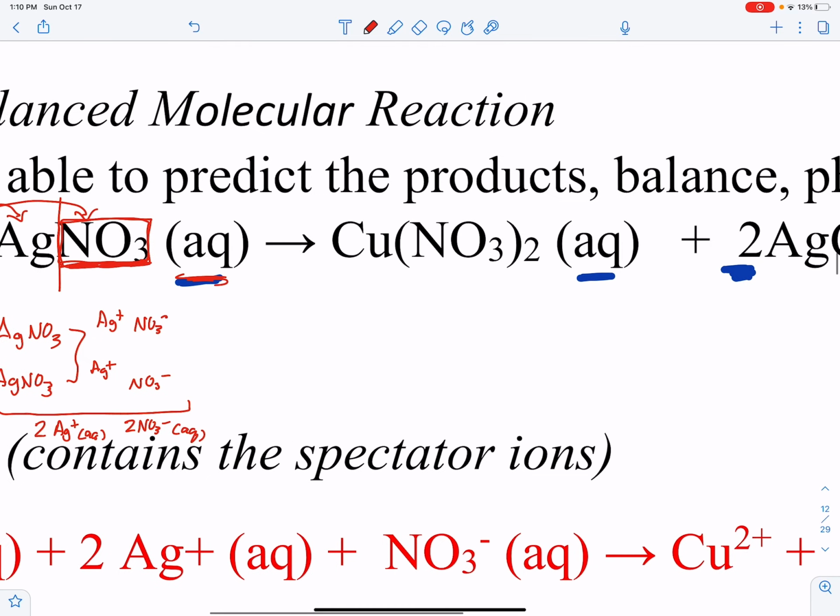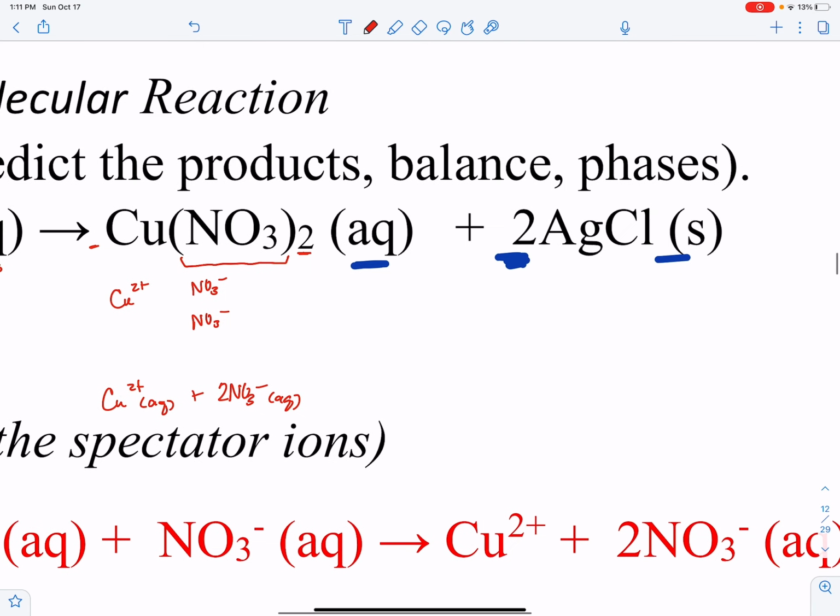Now let's look at this one. This is an AQ, and so this breaks into, notice there's nothing in front, but I do have a 2, and that applies to both of the NO3 groups. So it's like saying I have a Cu2 plus, and then I have a NO3 minus and another NO3 minus. So again, the way I write it is Cu2 plus AQ plus 2 NO3 minuses with AQs, because it breaks apart into positives and negatives. And then finally over here, this is a solid and it stays stuck together, AgCl, and it stays stuck together. We don't write it separated.